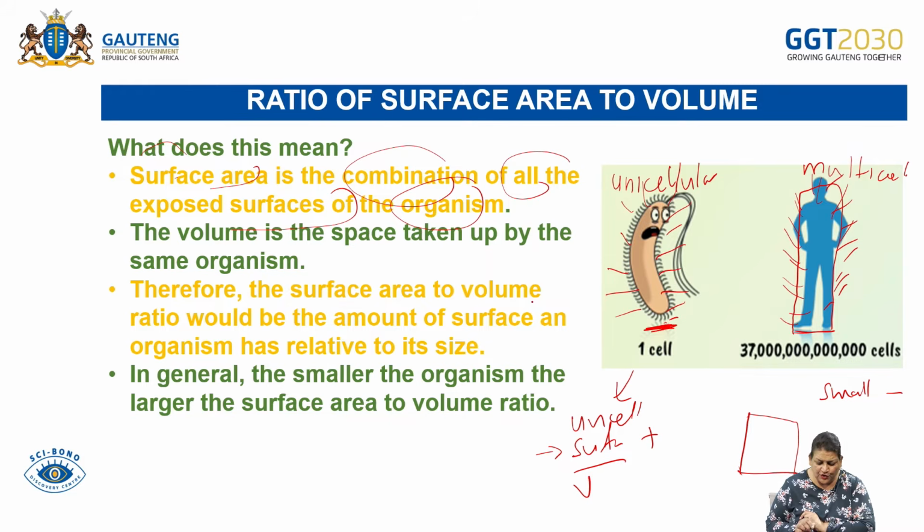Therefore, the surface area to volume ratio is the amount of surface an organism has relative to its size. Our size is very small compared to our number of cells. When our size is small compared to the surfaces, we need a special system. But when your size is small and the surfaces from which oxygen can enter are quite big compared to the size you occupy, then you don't need a special gaseous exchange system.